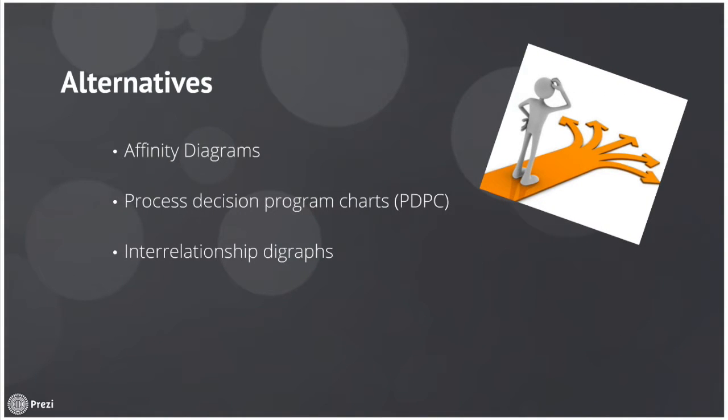Here are some alternatives that can be used in place of the risk breakdown structure, or RBS. Affinity diagrams also help categorize risk and help identify and address the situation. Program decision process charts, also known as PDPC, work well, and interrelationship digraphs as well.